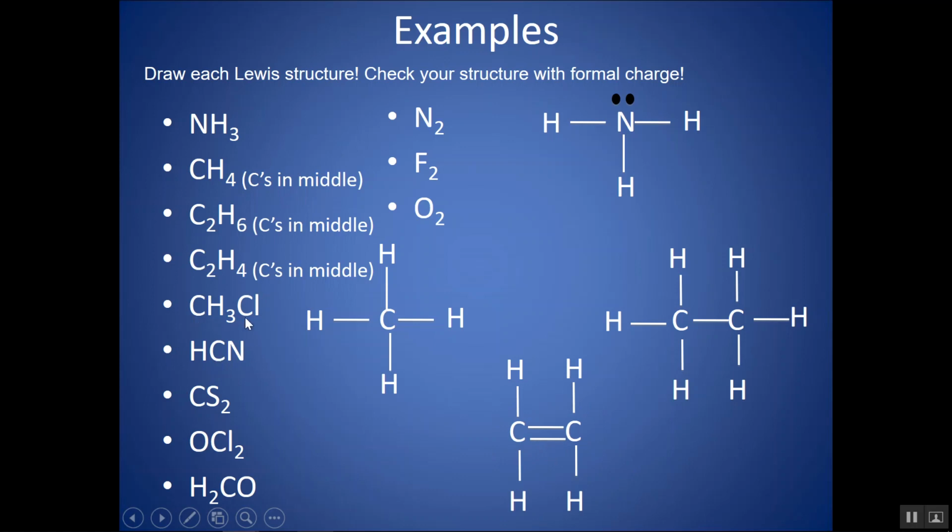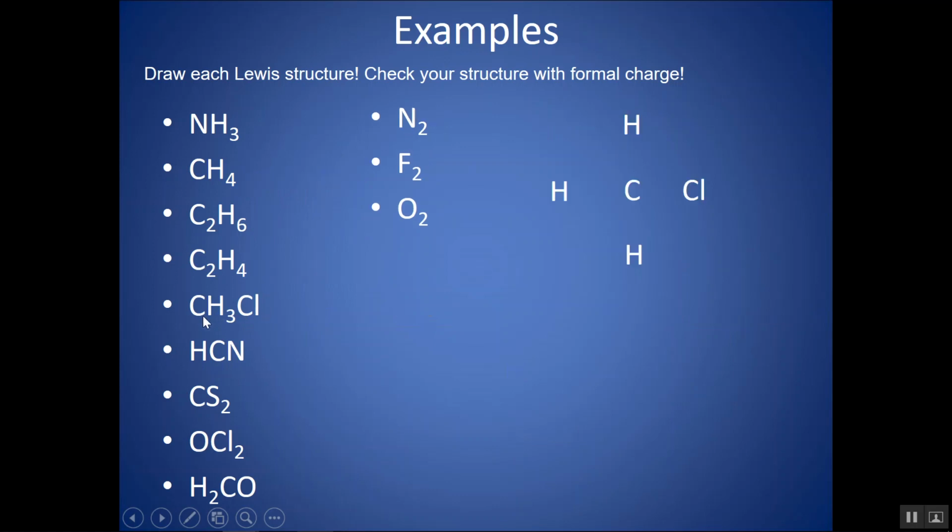Okay, CH3Cl. C forms 4 bonds, H 1, Cl 1. So we'll put the C in the middle. To keep it in the middle, put everything around it. I don't care how you put them. And start with single bonds. And now C does have 4, Cl has 1, each H has 1. I've met the bond amounts, move on to dots.